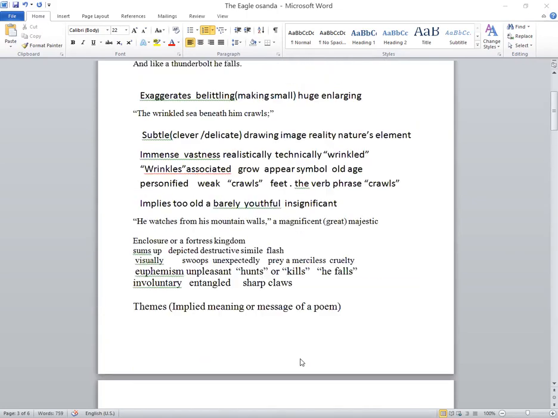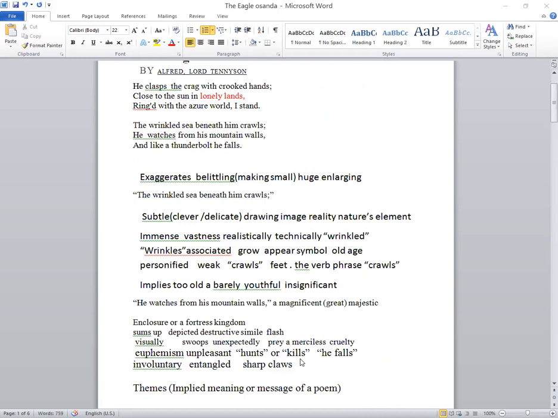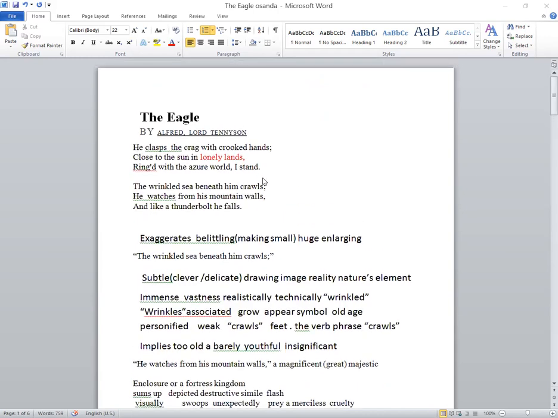Now let's go to the poem again. Now this is the poem. What are the ending words? Hands, lands, stands. Here, walls, falls. Walls, falls. Right.